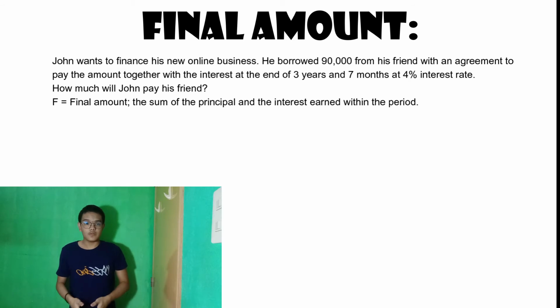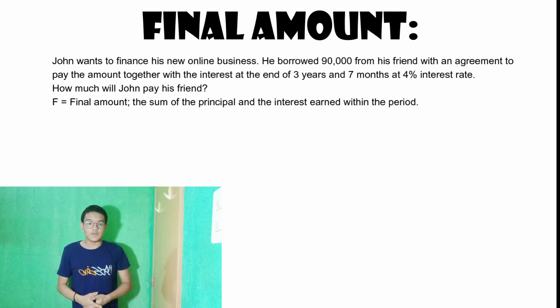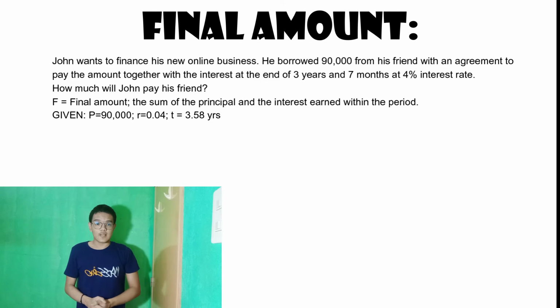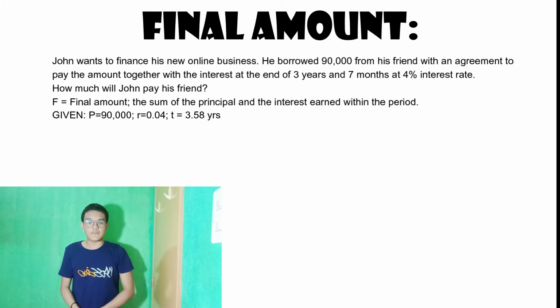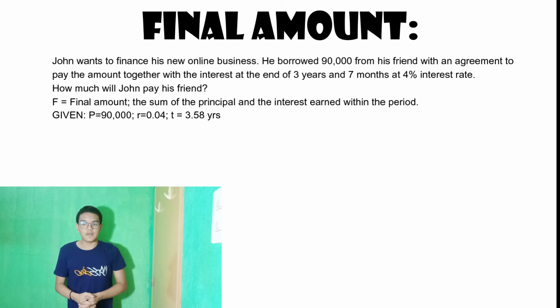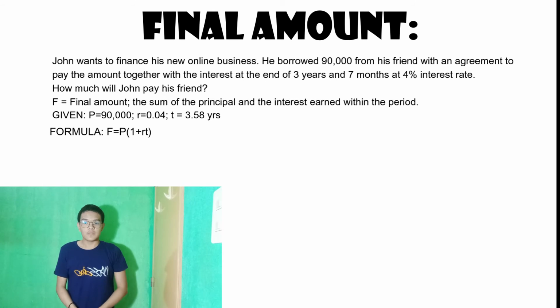Obviously, in this problem, we are looking for the final amount. So the first step that we must do is identify the given values. Our principal is 90,000, our interest rate is 0.04, and our time is 3.58 years or 3 and 7/12 years. After that, we must address the problem. But first, our formula for this is final amount equals the principal multiplied by the quantity of 1 plus rt.